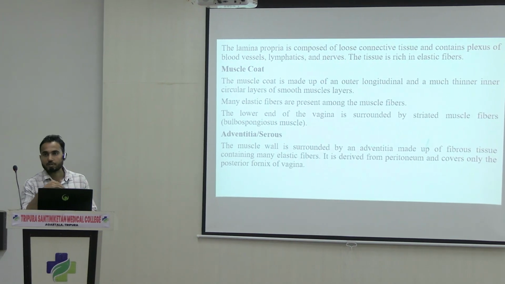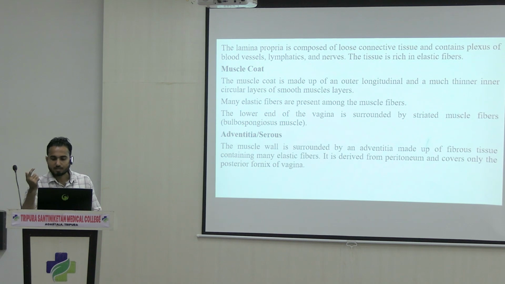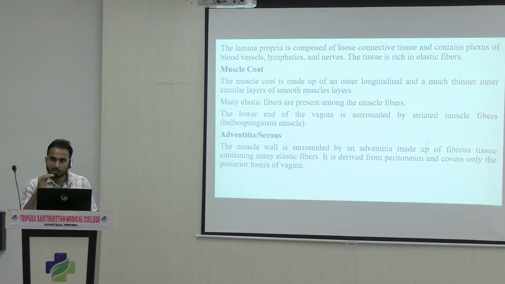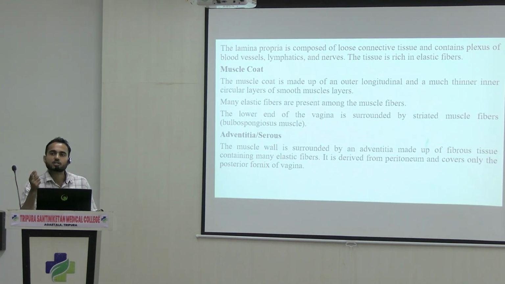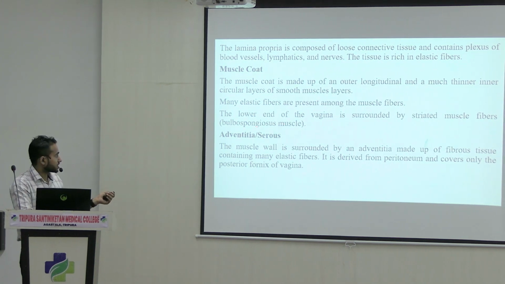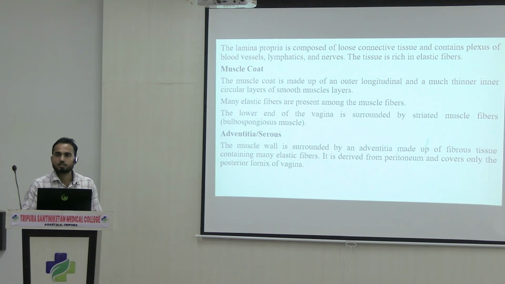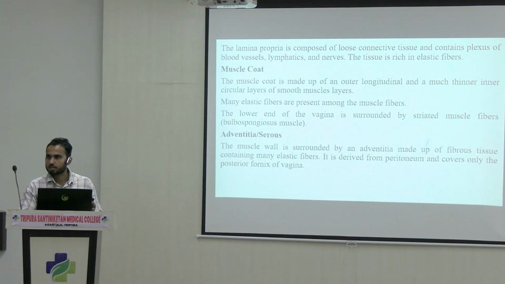Next, if you see the lower part of the vagina, that is surrounded by striated muscle. So the upper part and middle part have smooth muscle fibers, but the lower part of the vagina is surrounded by striated muscle. And which is that striated muscle? That is the bulbospongiosus muscle. So that is the difference in the case of the vagina, where we are getting smooth muscles also and striated muscles also.